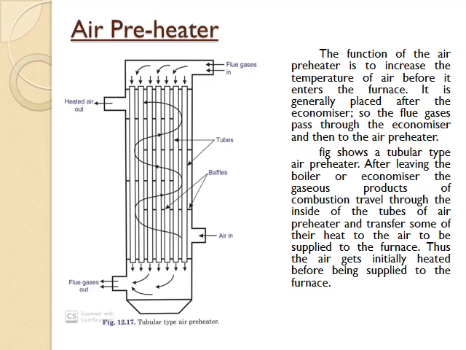After leaving the boiler or economizer, the gaseous products of combustion travel through the inside of the tubes of air preheater and transfer some of their heat to the air to be supplied to the furnace. Thus, the air gets initially heated before being supplied to the furnace.